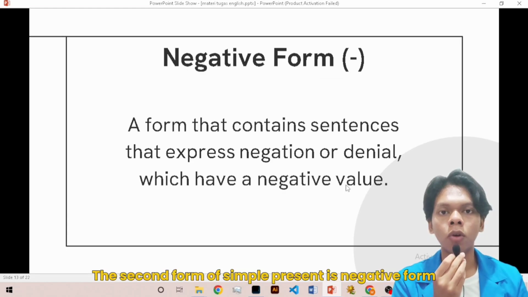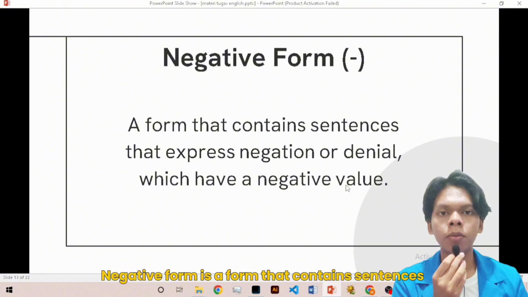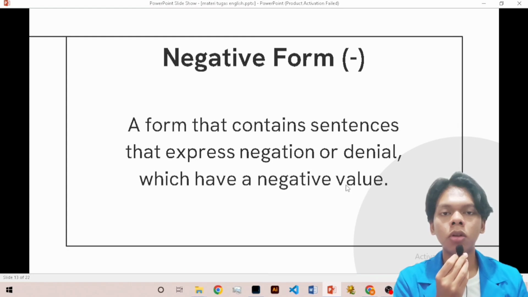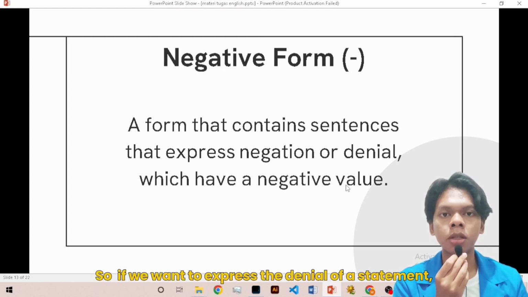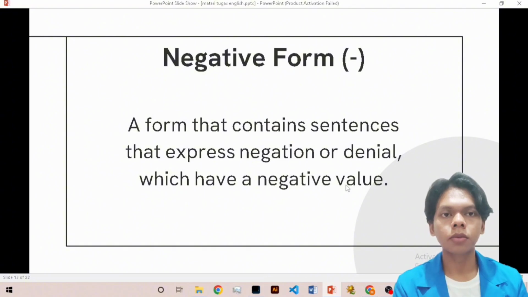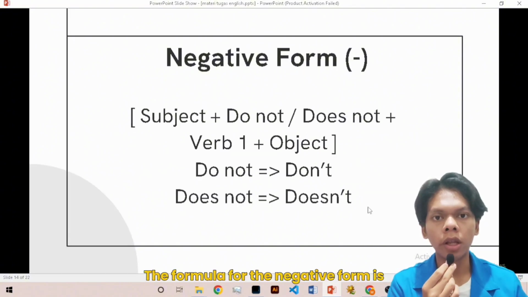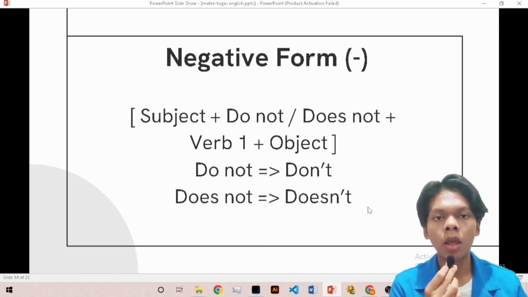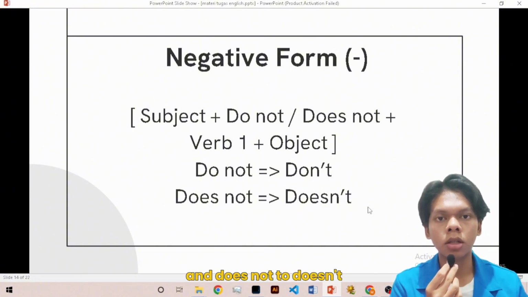The second form of simple present is negative form. Negative form is a form that contains sentences that express negation or denial, which have a negative value. So, if we want to express the denial of a statement, we can use this form. The formula for the negative form is subject plus do not or does not plus verb 1 plus object. We can shorten do not to don't and does not to doesn't.